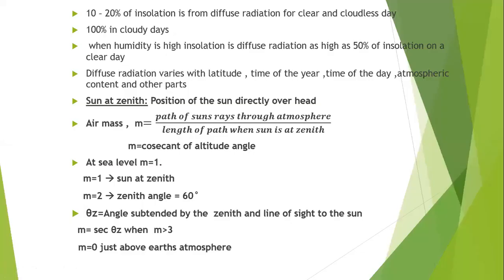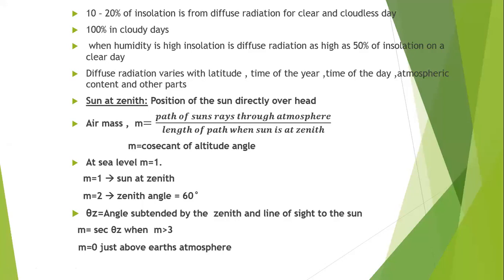So there are types of days we can consider. The first one is a clear day. Clear day means without any clouds. It is called a clear or cloudless day. And when it is obscured by the clouds, we say it is a cloudy day.